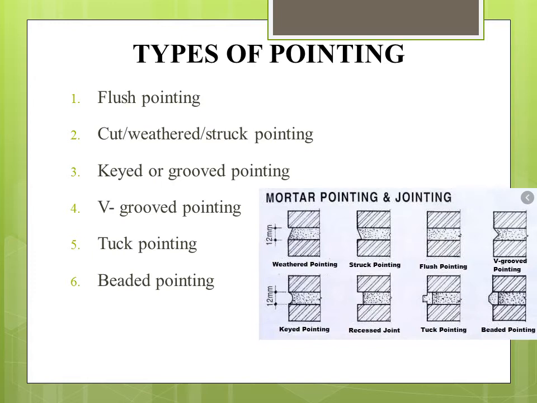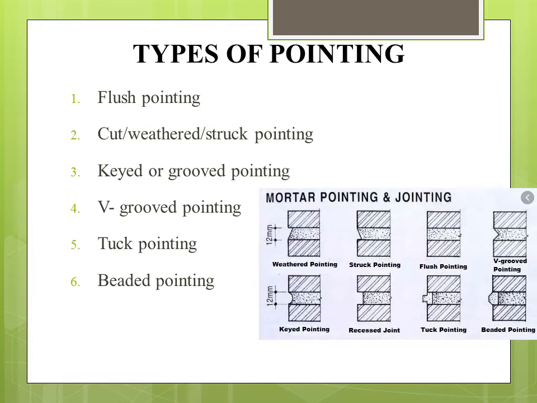The fifth one, tuck pointing. In this type of pointing, the mortar is first pressed in the raked joints and finished flush with the face of the wall. While the pressed mortar is still green, the top and bottom edges of the joints are cut parallel so as to have a projection of about 6 mm high and 10 mm in width.